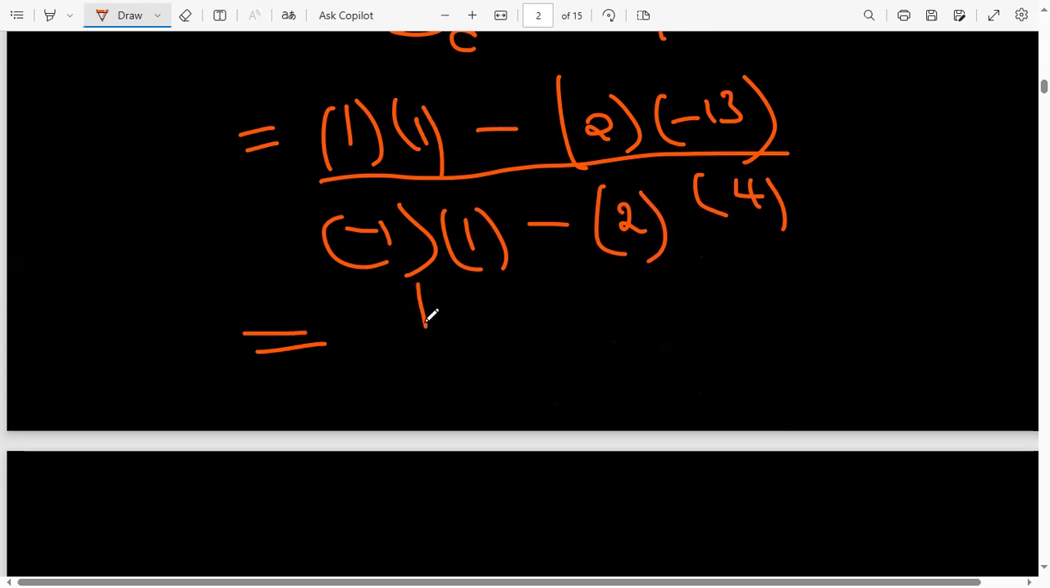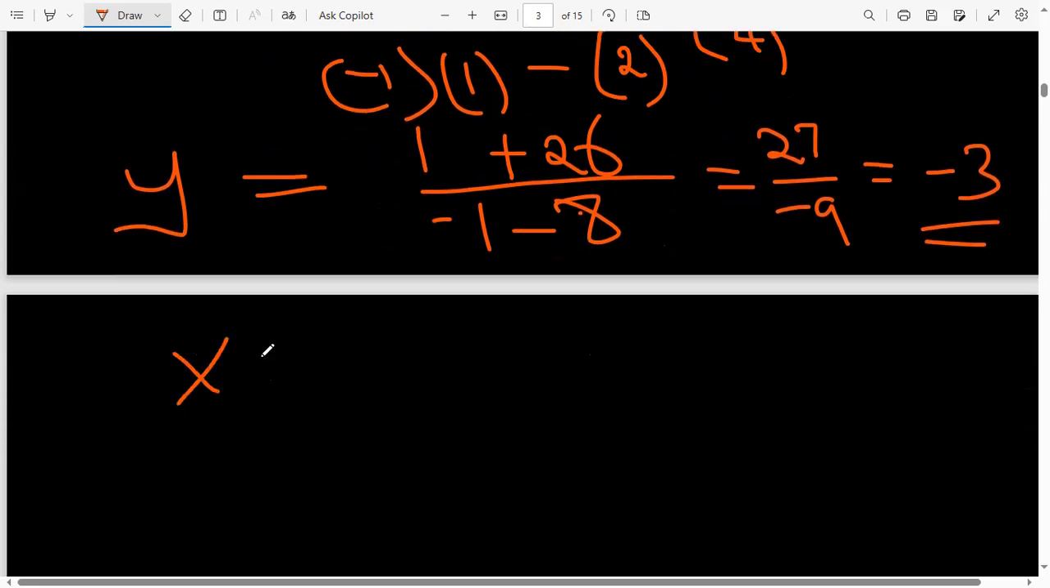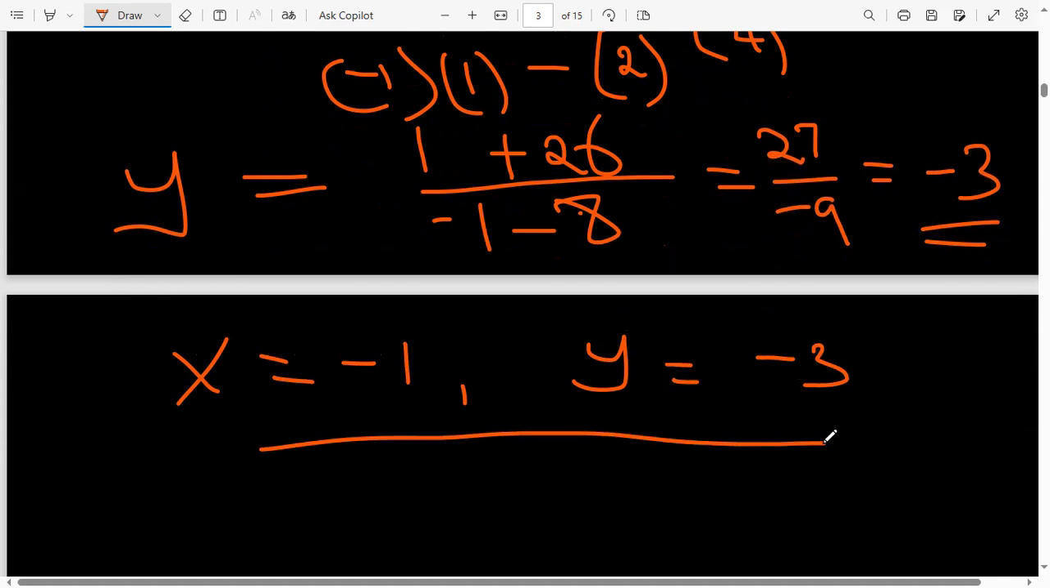So this will be 1 minus 2 multiplied by minus 13, and multiplied by this negative, it will be plus. So 2 multiplied by minus 13 will be 26. Then divided by minus 1 minus 8. So this is going to be equal to 27 divided by minus 9, which will give us minus 3. So our value of Y by the Finch rule will just be minus 3. So X is equal to minus 1, and Y is equal to minus 3. So this, ladies and gentlemen, is our answer.